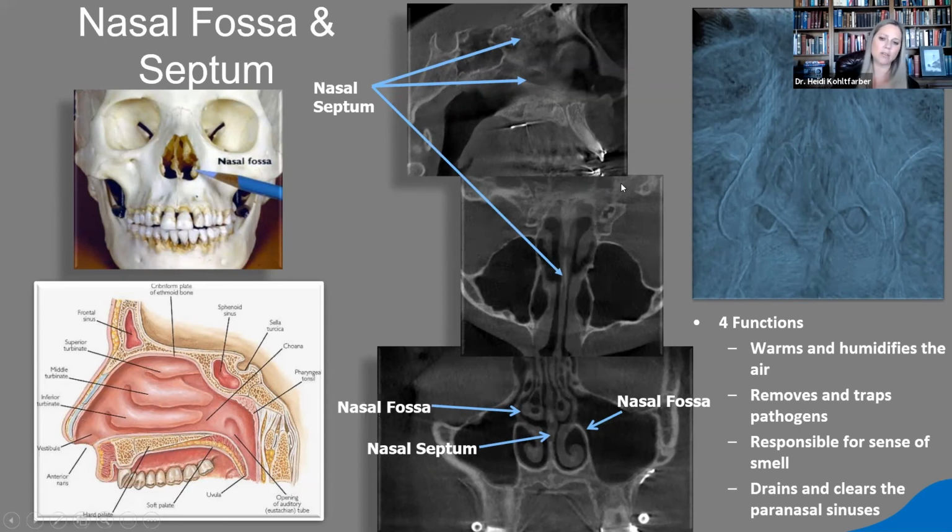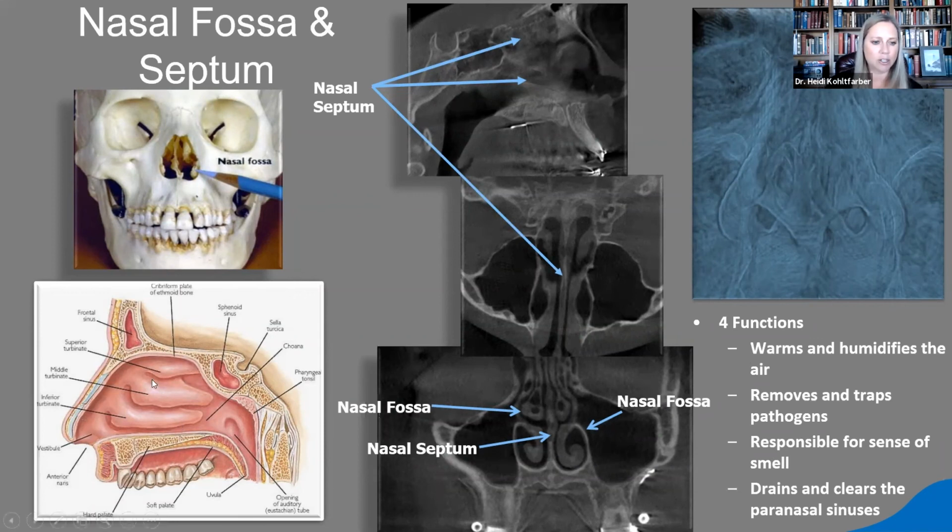Now, of course, we know that our nasal fossa has 4 different functions: warms and humidifies the air, removes and traps pathogens, responsible really for our sense of smell, and drains and clears the paranasal sinuses. And we talked some about this at the last lecture that we did. We actually spent quite a lot of time on the paranasal sinuses, and for that reason, I'm probably going to breeze through these just a little bit quicker.